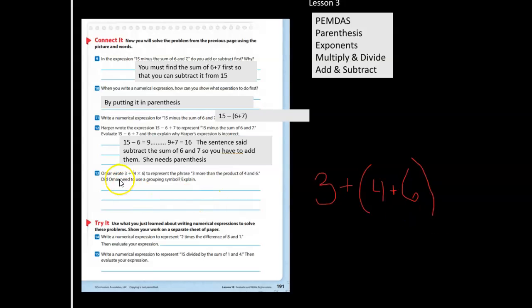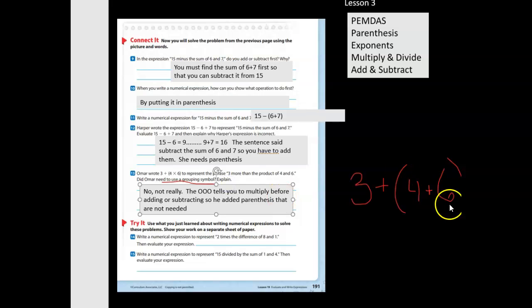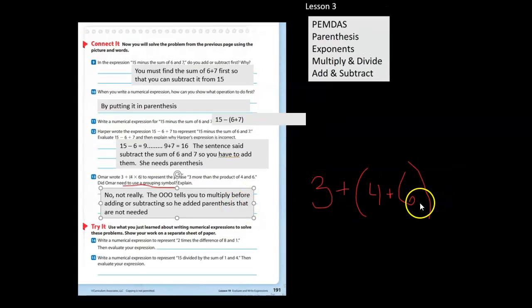Now the question is, did Omar need to use the grouping symbol? Did Omar need to use the parentheses? And the answer is no, he did not. Because order of operations tells us that we are going, oops, this was a multiply, wasn't it? Multiply.